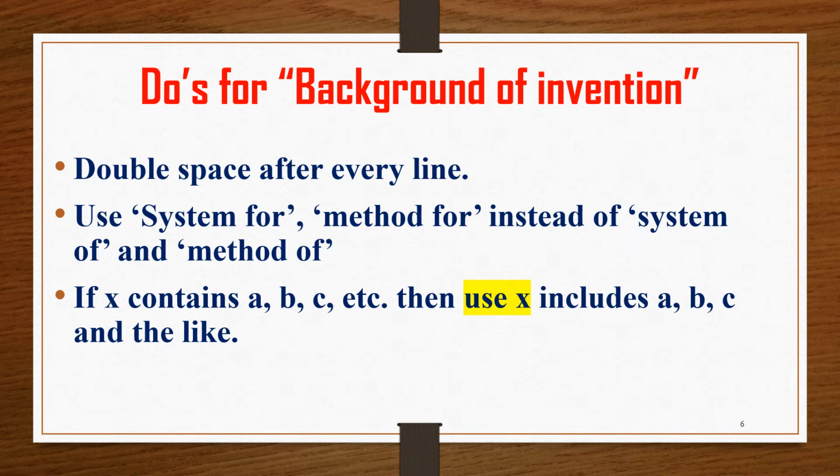Now, let us look for some do's for background of invention. First point is double space after every line. That means after every line, there should be double space. Next point. Use system for, method for instead of system of and method of. That means "for" should be used instead of "of". For example, system for should be used and not system of.